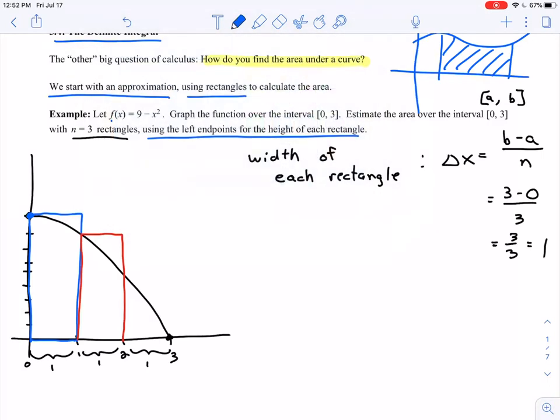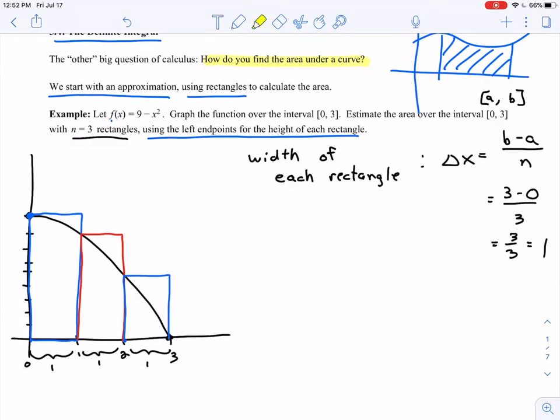And then lastly, the subinterval between 2 and 3. I want to look at 2. That's the left-hand endpoint for that subinterval. So I'll look at the height of my function at 2. And there is my rectangle.